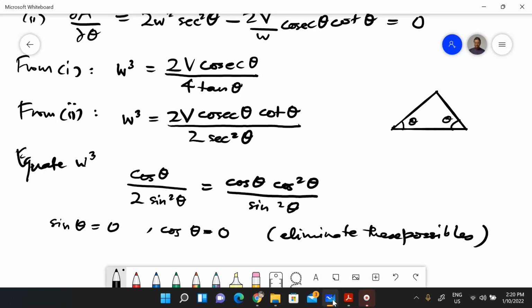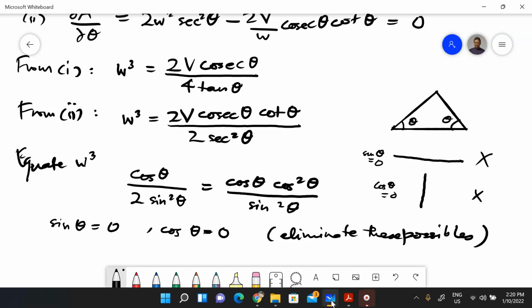So if sine theta equals 0, that means theta equals 0, then it will correspond to this kind of tent. Everything is flat onto the ground, which is not the thing that we want. Or if cos theta equals 0, that means it's going to be just this vertical thing, which is again not acceptable. So this is cos theta 0, this is sine theta 0. We're going to eliminate those possibilities from this particular equation.